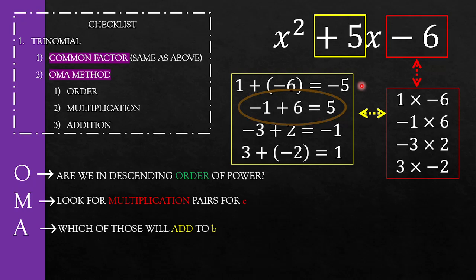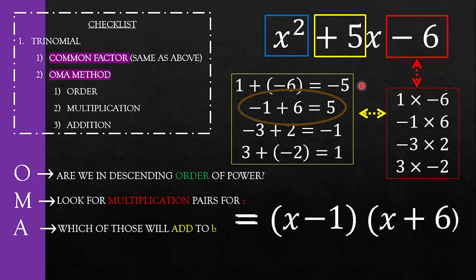Minus 1 plus 6 equals 5. And that's our answer. Put our two x's for our x squared, minus 1, and a plus 6. And that's how we build it. So we look, are we in order? Look for the multiplication pair for C, and which one of those will add to get B.